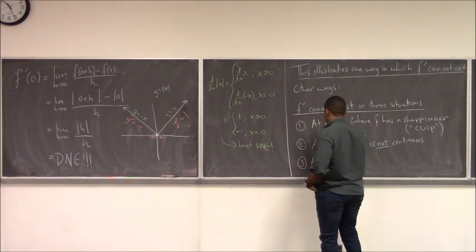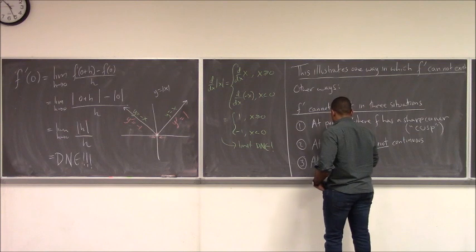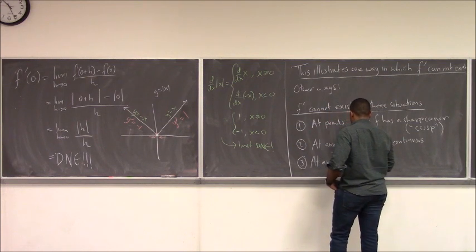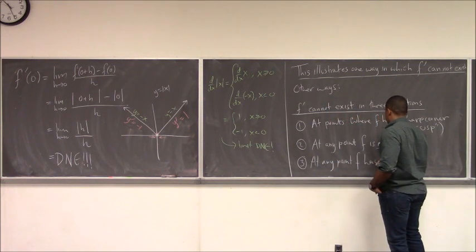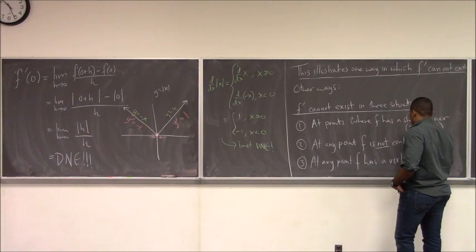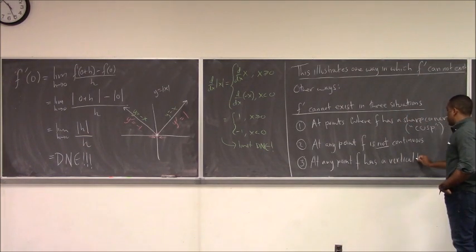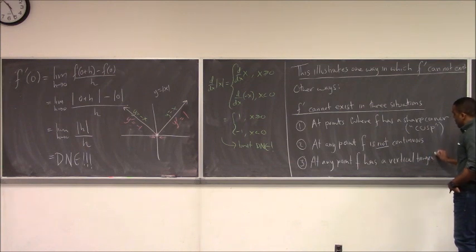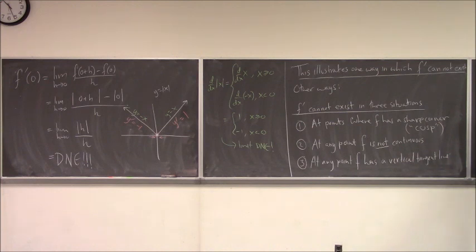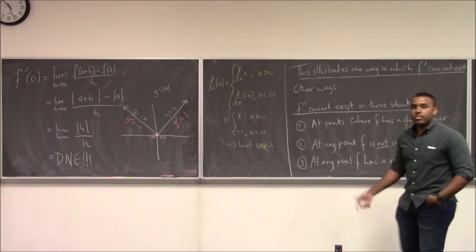Third situation is there are some functions that can have vertical tangent lines at certain points, and the derivative will not exist at that point. So you can have a function that does something like this. And at one point for a split second, the best line to approximate it would be a vertical line. We know that vertical lines have no slopes, and the derivative is literally the slope.